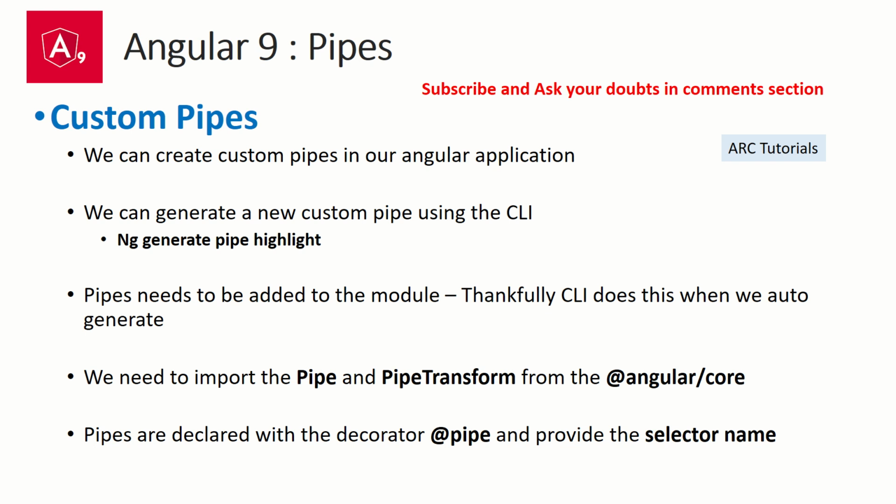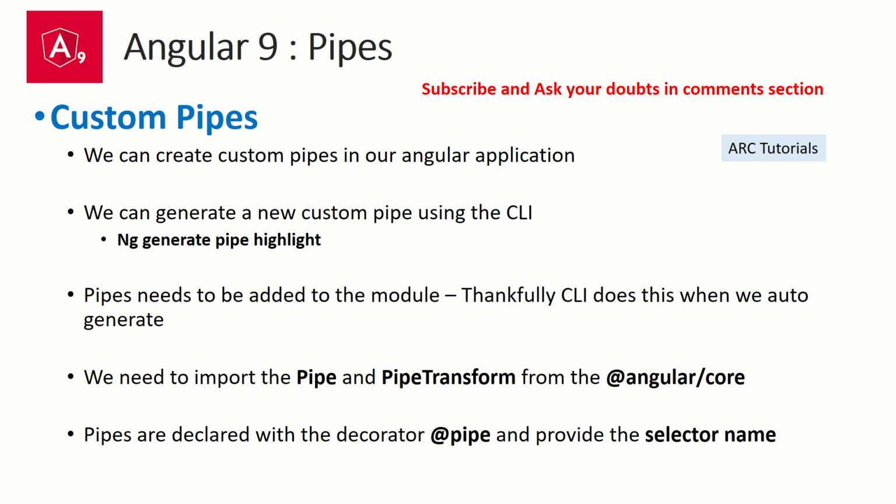So we can generate the custom pipe using the CLI tool. The command we will run is ng generate pipe followed by the name of the pipe that you want to mention. If you are creating the pipe by yourself, make sure that you add it into the module where you are actually going to use it, right? Thankfully, when you generate it using the CLI, it will automatically update the app.module.